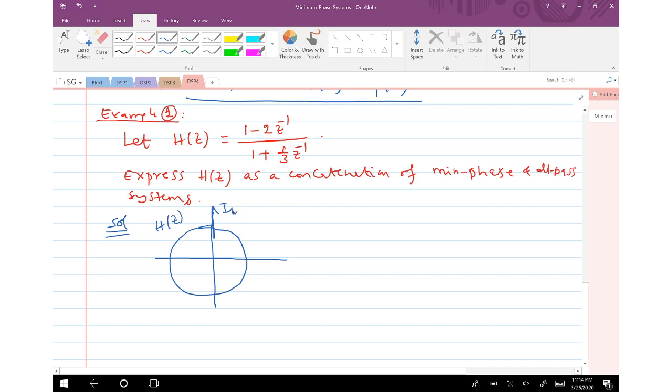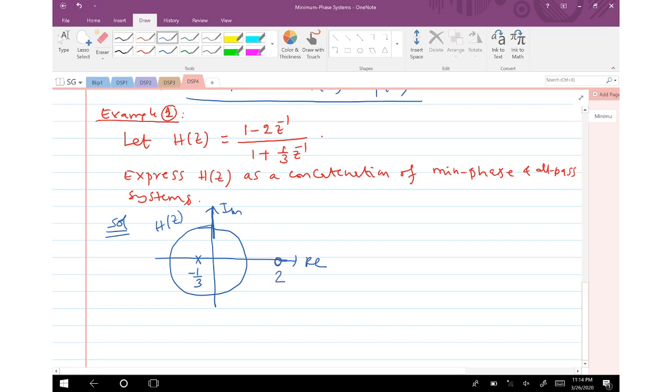This is the imaginary axis, the real axis. Okay, how many poles does it have? There is only one pole. Where is it? Let's take z common again, z plus 1 by 3. There is a pole at z equal to minus 1 by 3, right? And what about the zeros of it? Well, it has z minus 2. It has a 0 at z equal to 2.